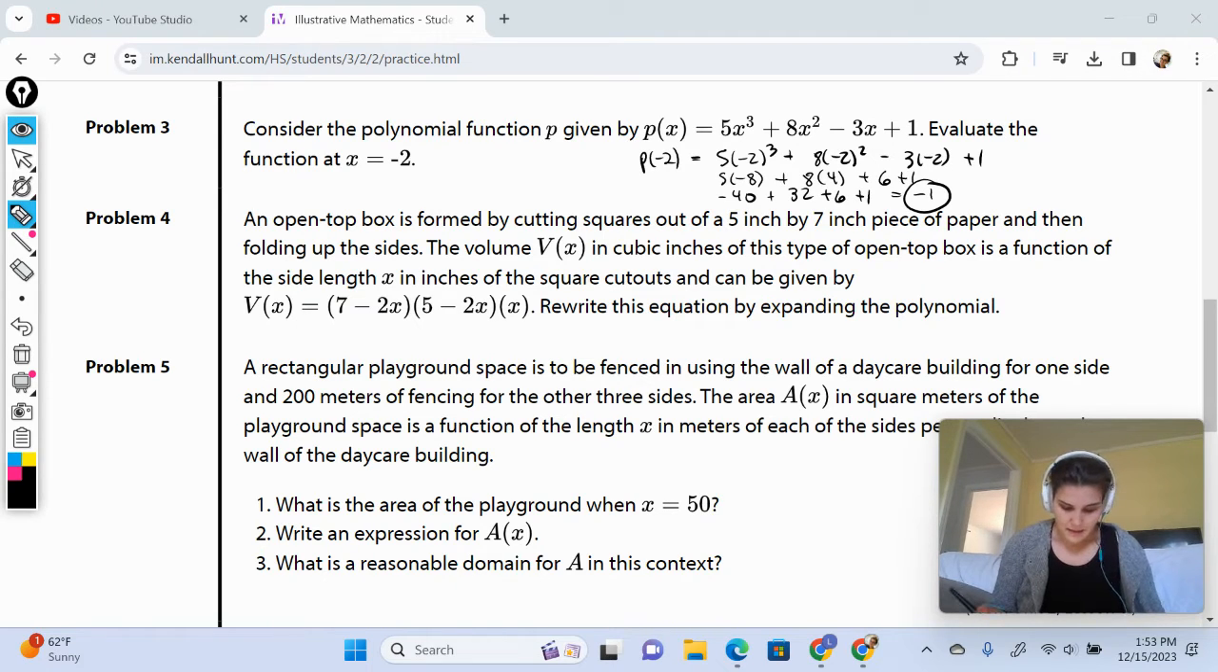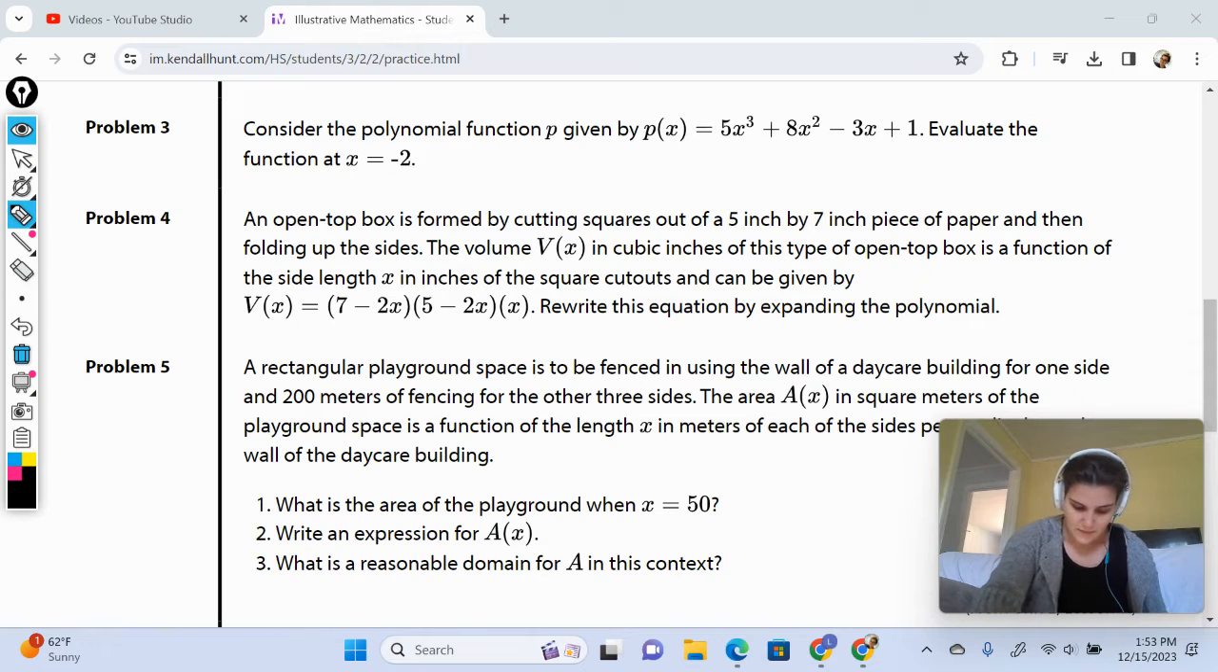Problem number 4. An open box top is formed by cutting squares out of 5 by 7 inch piece of paper and folding up the sides. The volume V of x in cubic inches of this type of open top box is a function of the side length in x inches of the square cutouts and can be given by this expression. Rewrite this equation by expanding the polynomial.